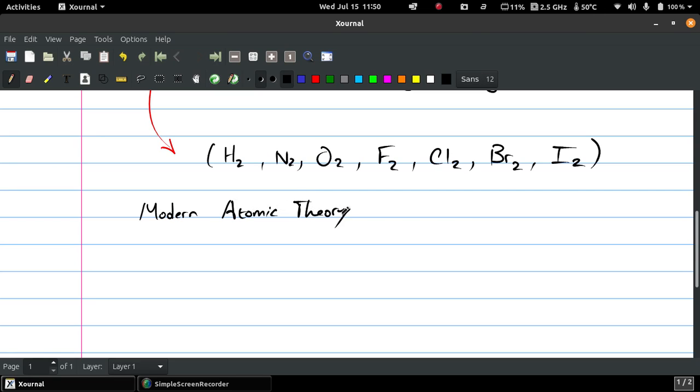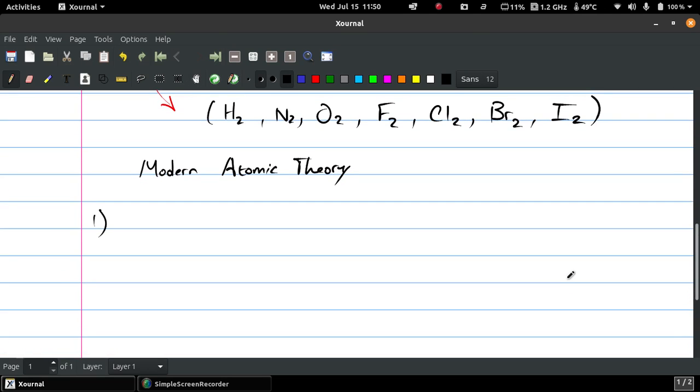And this is some conceptual stuff that you need to know. So there's 4 steps, I believe. Yeah, 4. So I'm going to read them and then write them down. And you should copy these. It's important. So number 1, each element is composed of tiny particles called atoms.